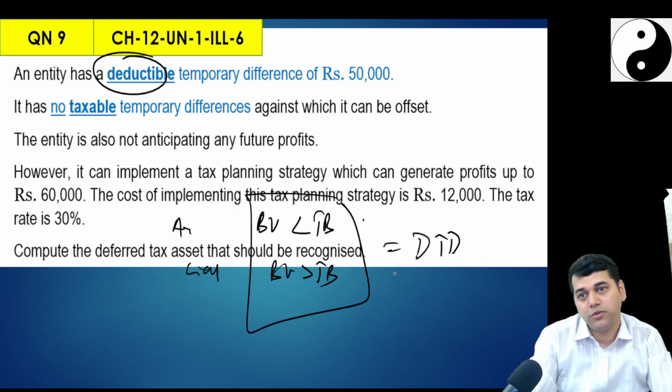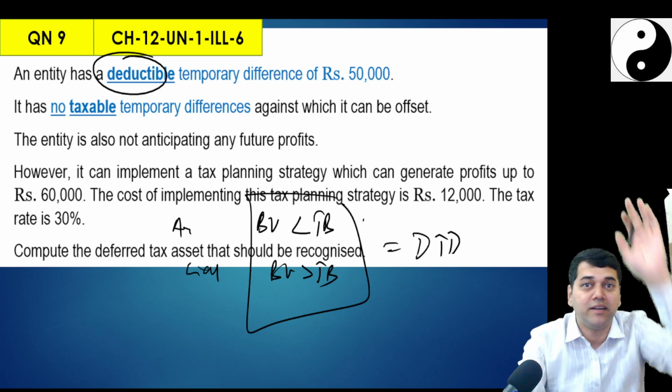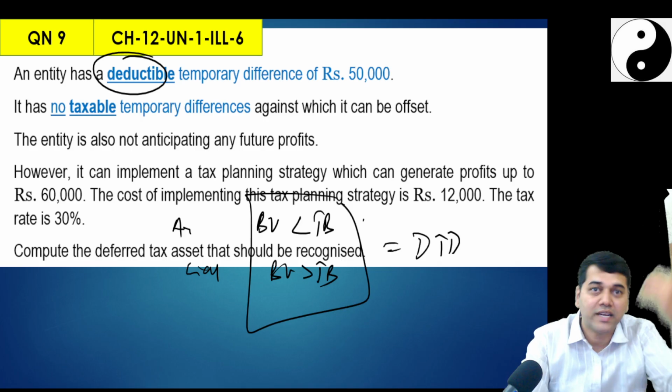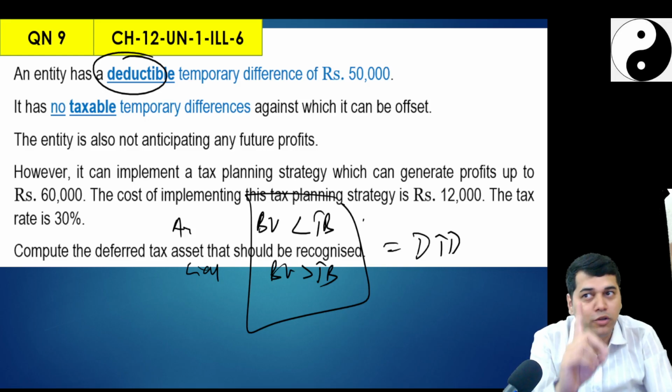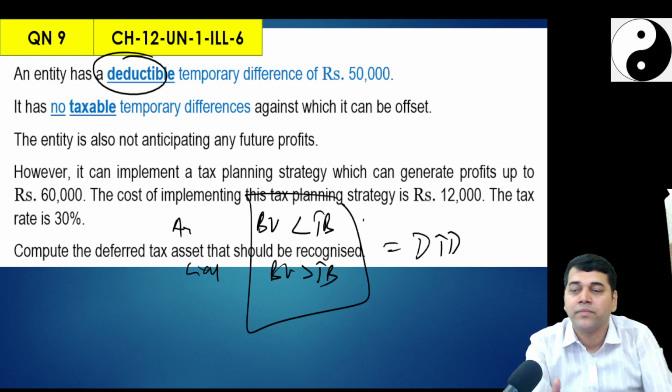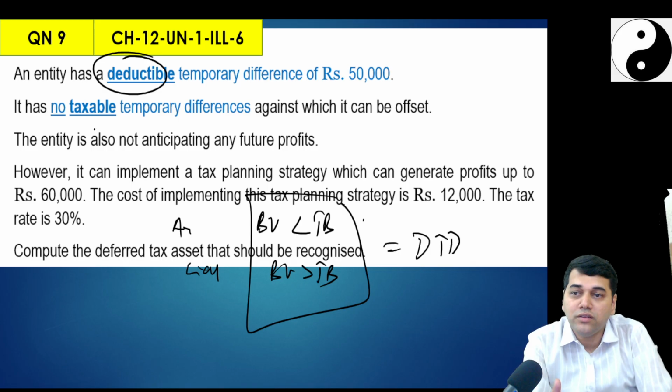Followed? Just because you see the word deductible, don't make an assumption that my asset is less than my tax base. No, because there can be another possible combination also. Are you clear? There are 4 combinations. I told you, remember only one because you can derive the rest from there. And it has no taxable temporary difference against which it can offset.